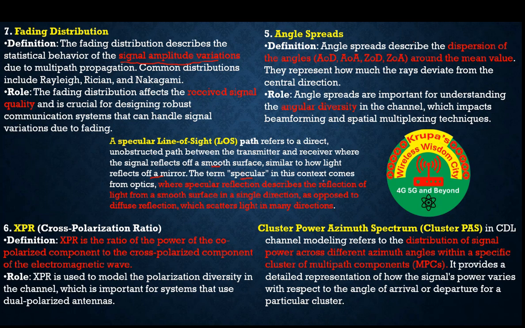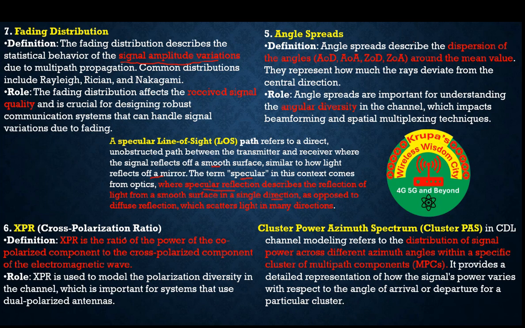And the term specular in this context comes from optics, where specular reflections describe the reflection of light from a smooth surface in a single direction. Generally, when light hits any surface, it scatters and creates multiple components. But here, it hits a smooth surface instead of causing diffused reflections which scatter in many directions. It is not that way. So you should be able to easily define those reflections. So it is very much a specular line of sight arrival.